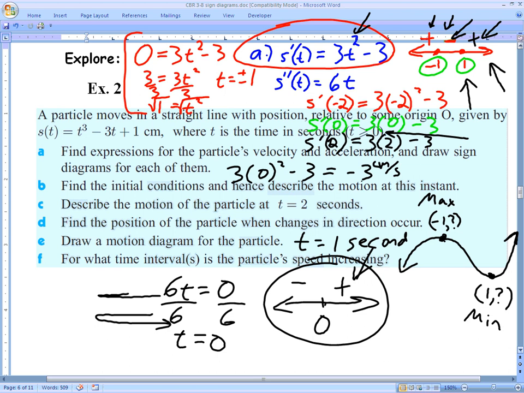And then for part E, draw a motion diagram for the particle. I sort of already did that, and due to space and time, I'm not going to continue on with that one. But then finally, after what time intervals is the particle speed increasing? That would be the interval from t is greater than or equal to 0. From 0 on, we are increasing in speed.